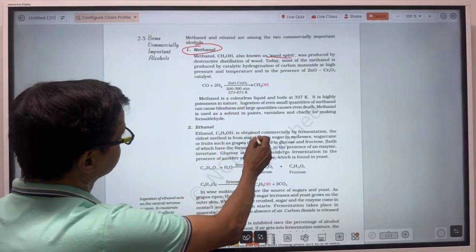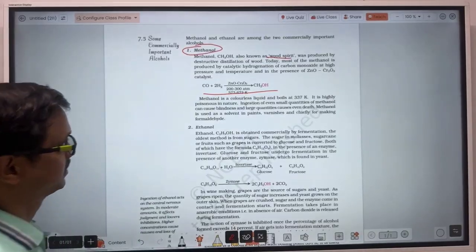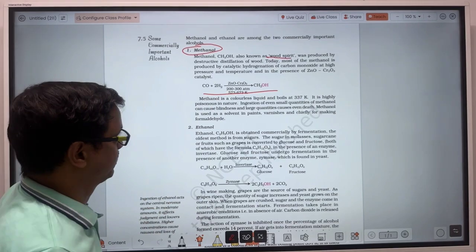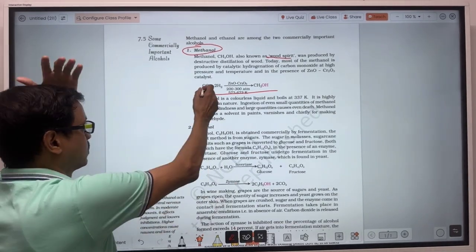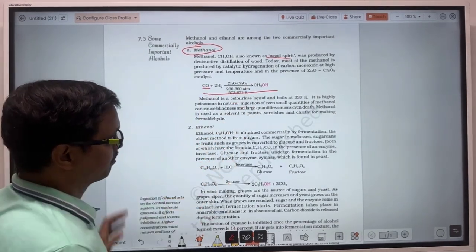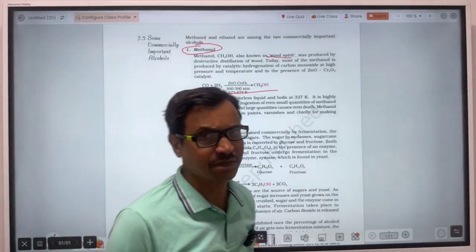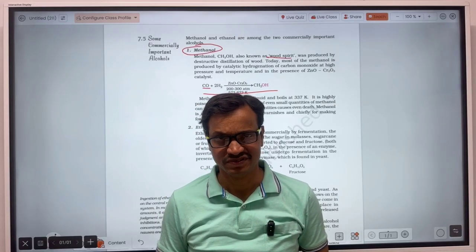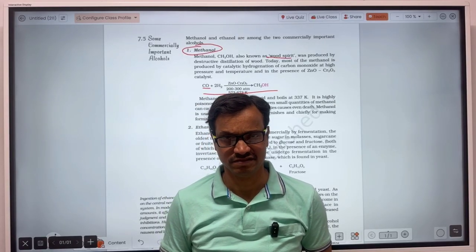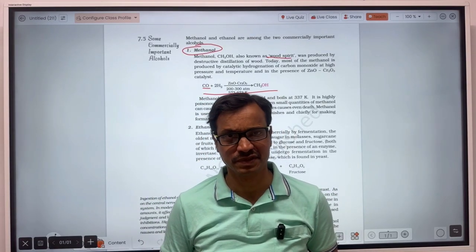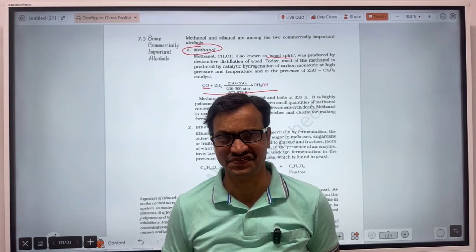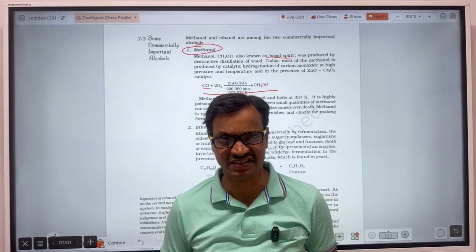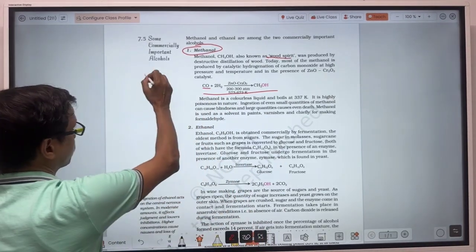Now, what is the reaction here? Very simple, keep it in your mind. In the presence of a catalyst of zinc oxide and chromium trioxide, hydrogen reacts with carbon monoxide and there is formation of methanol. This methanol is poisonous, and even at a small concentration it has a hazardous effect. At low concentration it will cause blindness, and if the concentration of methanol is more, then it causes death. So that is methanol.